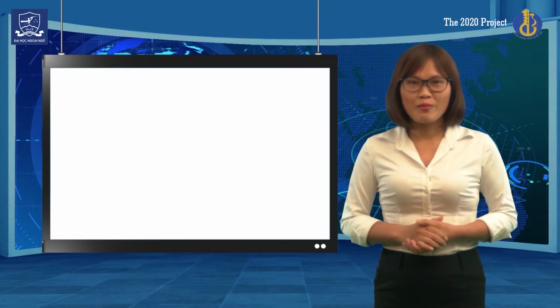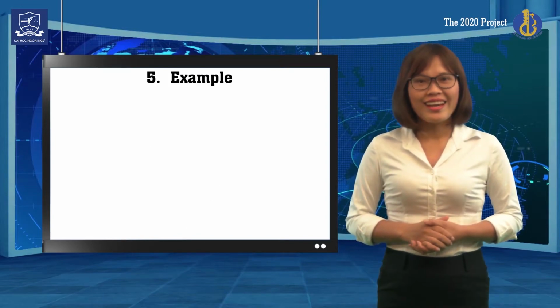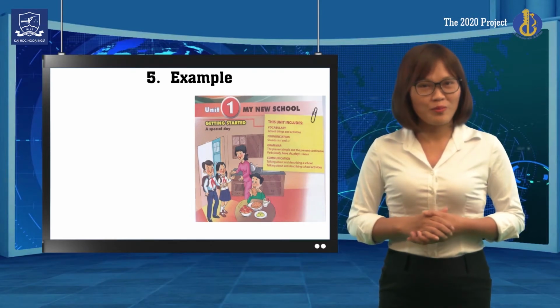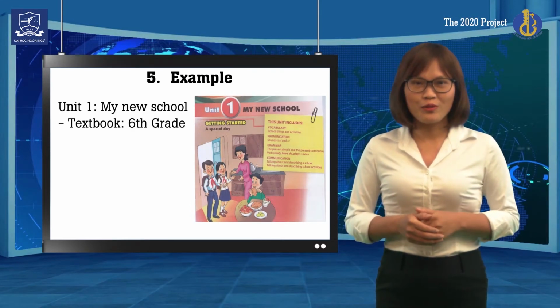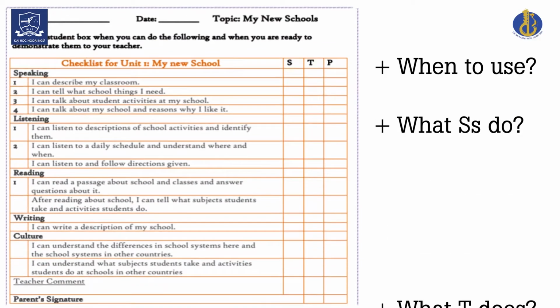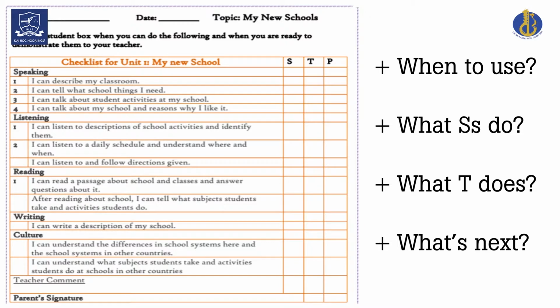And now, we come to an example. As you can see in the picture, the example is designed for unit number 1, taken from the textbook for grade 6, and the topic is My New School. So, how do we use the checklist?